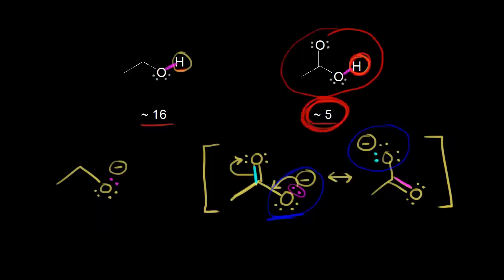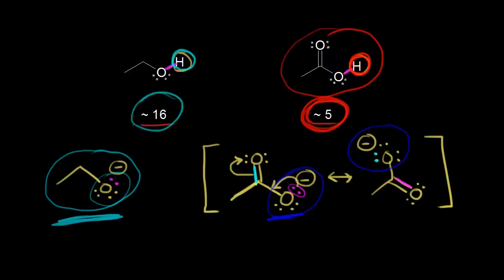If we compare that to the conjugate base for ethanol, this is called the ethoxide anion, we can't draw a resonance structure. We can't delocalize that negative charge. That negative charge is stuck on this one oxygen here. And that means this conjugate base is not as stable. It's not stabilized by resonance. So that means ethanol is not as likely to donate its proton, and that's why we see a higher pKa value for ethanol.